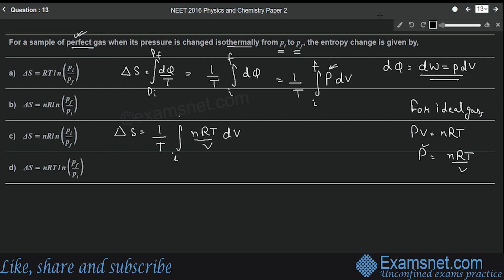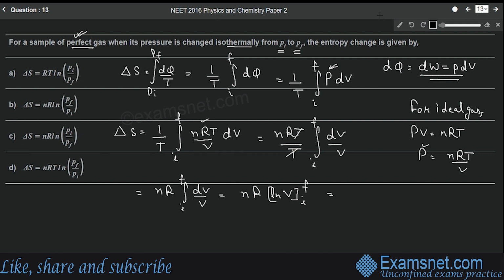Limits are initial and final pressure. Again nRT is constant, so it can be taken outside. So it will be nRT upon T integration of dV by V. T will be cancelled, so it will be nR integration of dV by V. And what will be the integration of dV by V? It will be ln V. So it will become nR ln V final upon V initial, right?